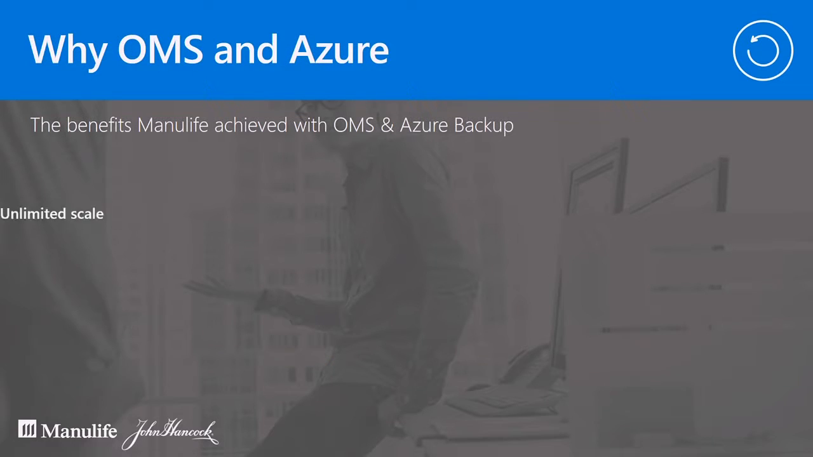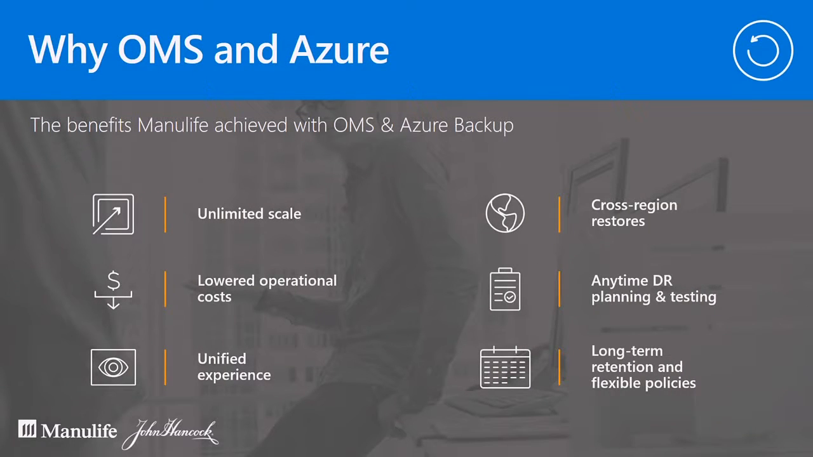And why did Manulife choose OMS and Azure? OMS from the backup point of view, because Azure Backup and Disaster Recovery is a part of the OMS suite. And these are the key things that we have been talking about from earlier. Unlimited scale, lower operational cost, because it's an OpEx spend and not a capital expenditure on new hardware. A unified experience, as I showed a while ago: one pane of glass to manage your backup and your disaster recovery. And then also, because we have cross-regional support, 34 data centers across the world, and multiple levels of redundancy in the infrastructure.